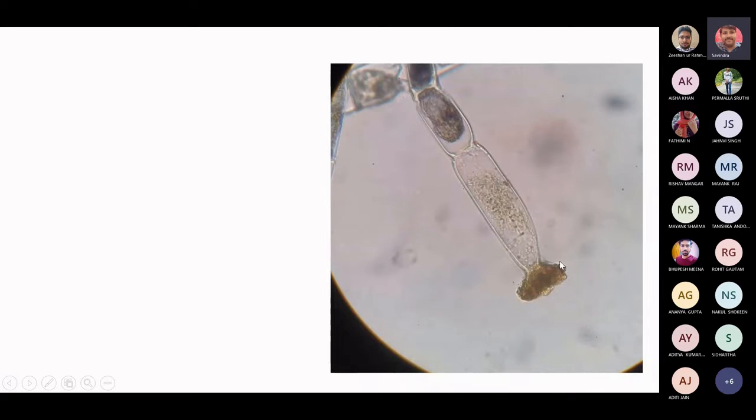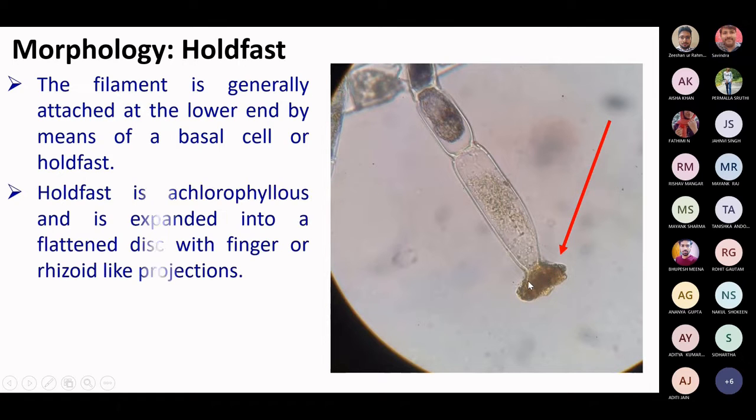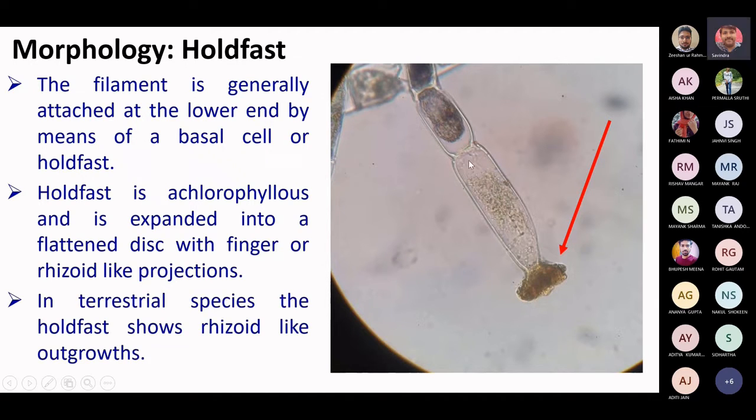So this is the holdfast, the bottom cell. Please just see it carefully. The filament is generally attached at the lower end by means of a basal cell or holdfast. This is the holdfast. This structure is called the holdfast. And the holdfast is achlorophyllous. Sometimes students get confused that this is a holdfast cell. No, this is not a holdfast cell. This is the holdfast only. Okay. So this particular structure doesn't contain chloroplast, but this may contain. The next cell, this is a part of the intercalary cells.